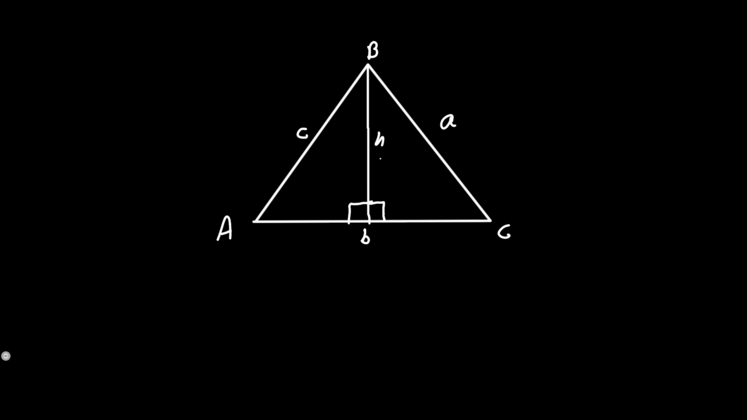And we're going to have sine of capital A is equal to opposite over hypotenuse. So we have H over c. And for sine of C, that is equal to opposite over hypotenuse again. So that is H over a. And here, right, we see that we have H in both equations, which we can use to relate sine of A and sine of C to each other.